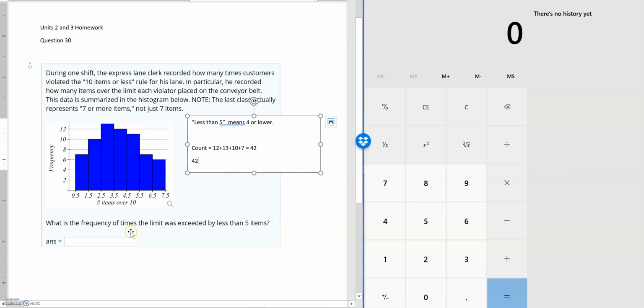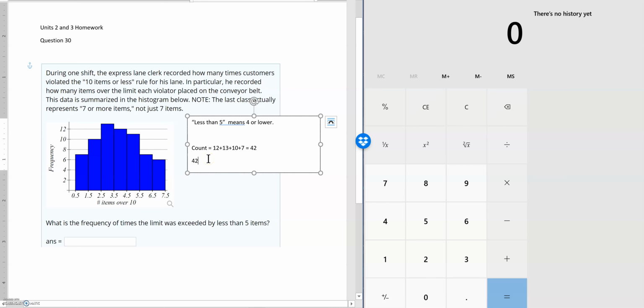So what is the frequency of times that the limit was exceeded by less than 5 items? All right, so it's this bar, which has a height of 12. It's this class or bin, which has a height of 13. This one, 10, and this one, 7. So in effect, all 4 of those bars, or bins, or classes, would count towards the total. So if I add them up, I get 42, and that's the answer.